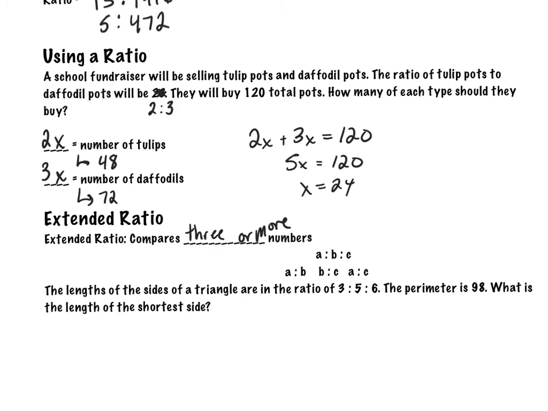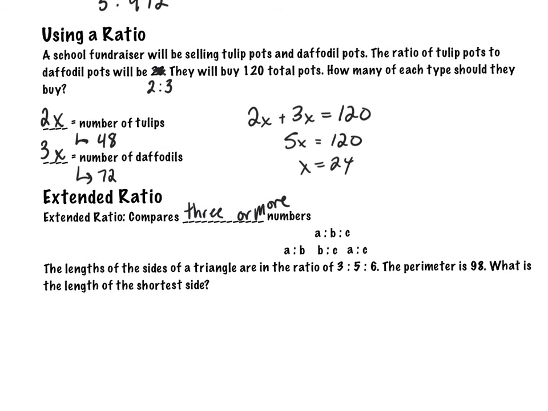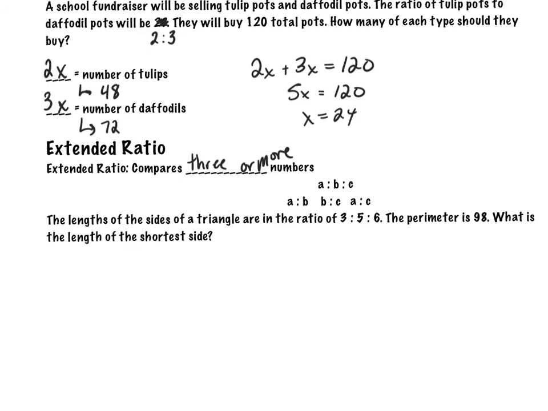All right, so extended ratios, right? So these are ratios that compare 3 or more numbers. So I have A to B to C, right? Which is basically saying that A to B, B to C, and A to C are all individual ratios in there. So they tell me here that the side lengths of the triangle are in the ratio 3 to 5 to 6, and the perimeter is 98. Right? And what's the length of the short side?